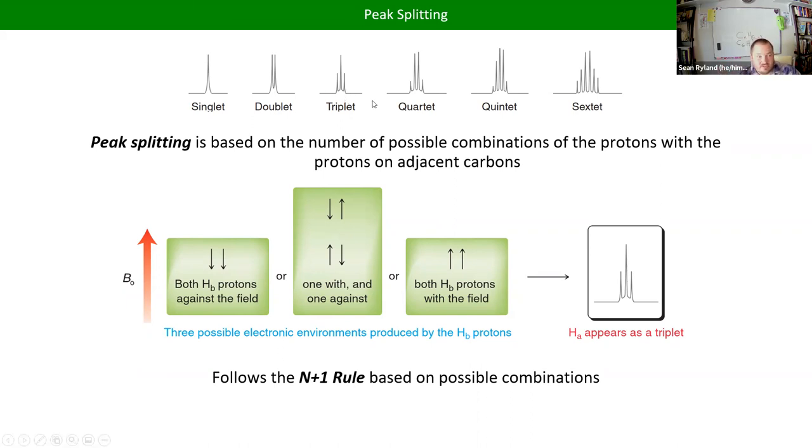If there are two hydrogens next door, then you get a triplet, because you could have them both facing the same way. You could have all three of them facing the same way. You could have two of them facing up and one down, or two of them facing down and one up, which are going to be equivalent signals, or you could have them all facing down. And so it comes from the probability and statistics of how many different ways we can arrange these, which is why they kind of look like a bell curve.